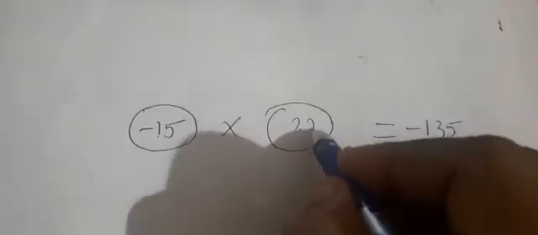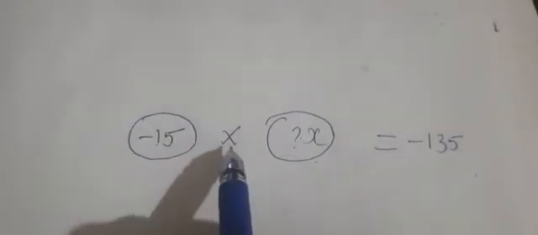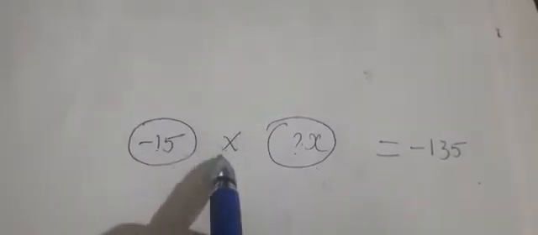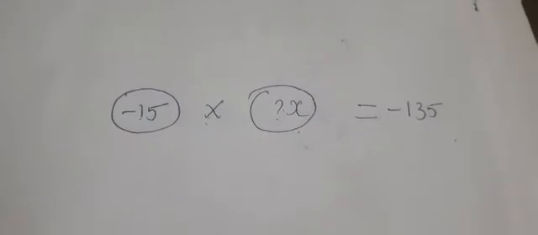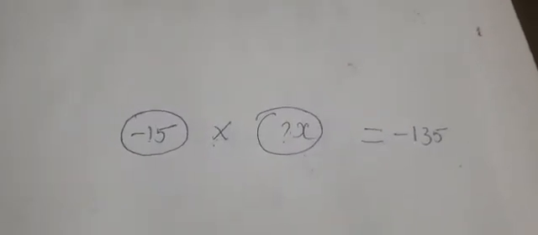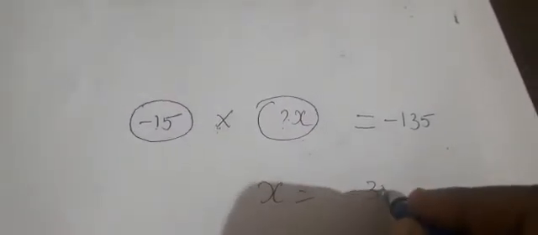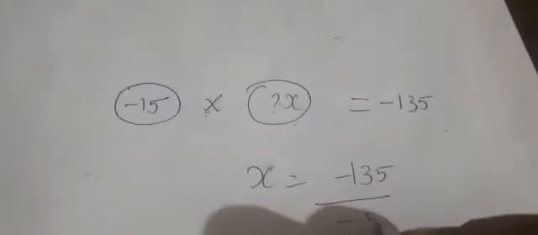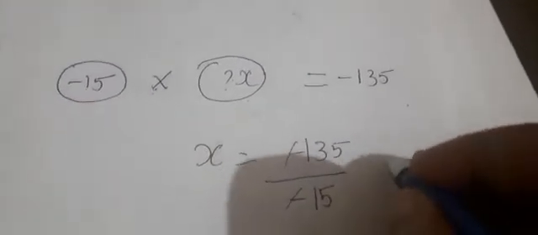Okay, so let it be x. Now we are going to use the transpose method. The position of minus 15 is here, multiply. So when we transpose, it becomes division. So minus, minus we can cancel it. 135 divided by 15, divide and see, 9.